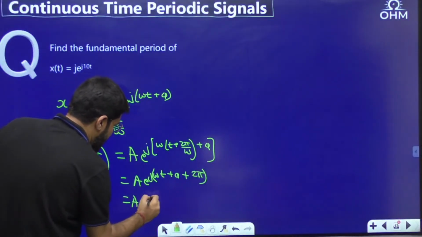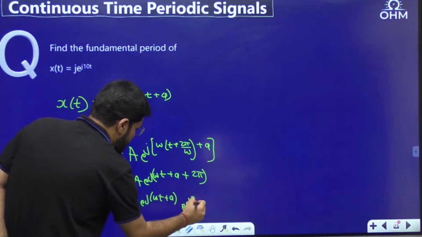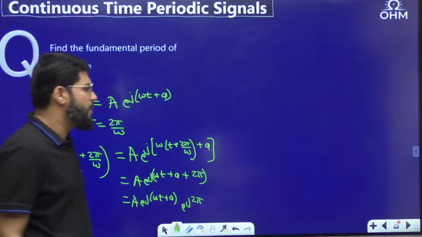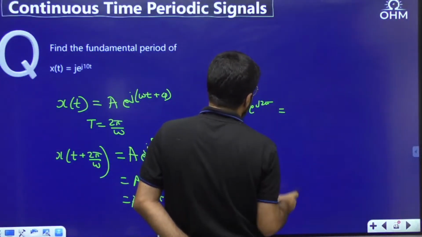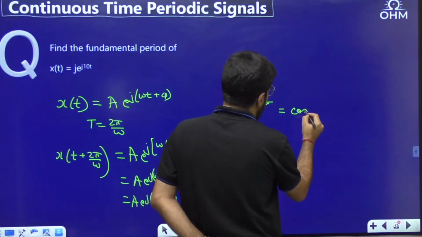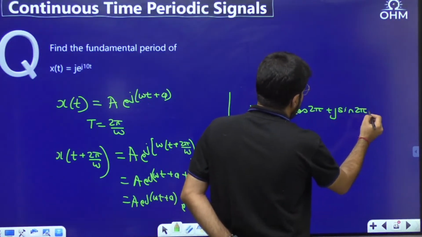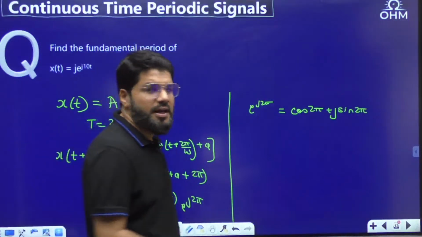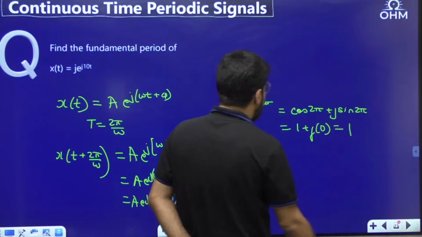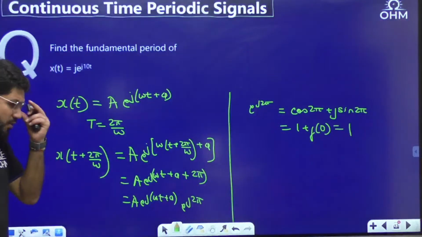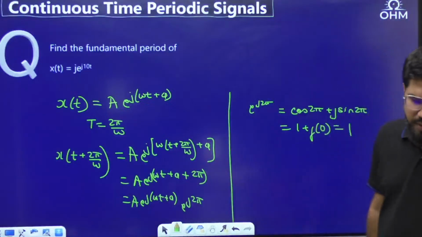Now this is A e power j(omega t plus phi) into e power j2 pi. I have separated this e power j2 pi. And what is e power j2 pi? e power j theta is always cos theta plus j sin theta, and the value of cos 2 pi is 1, the value of sin 2 pi is 0, and hence the answer is equal to 1. The value of e power j2 pi is equal to 1.